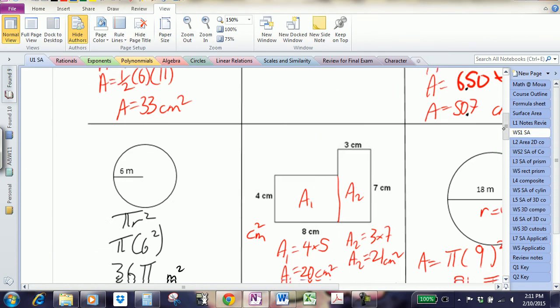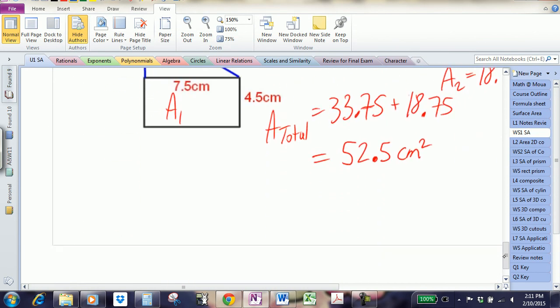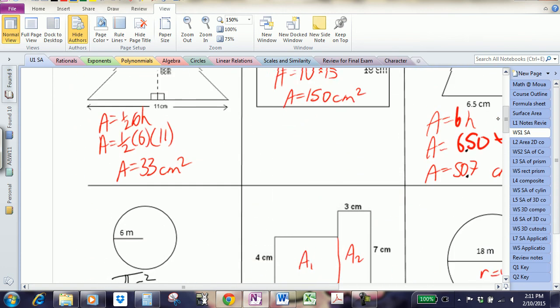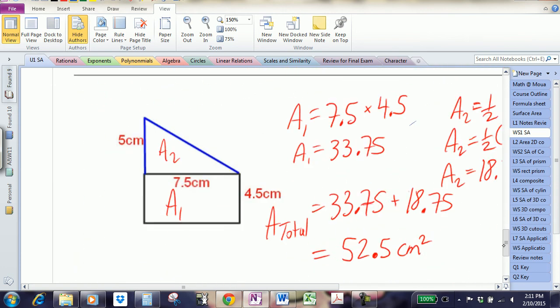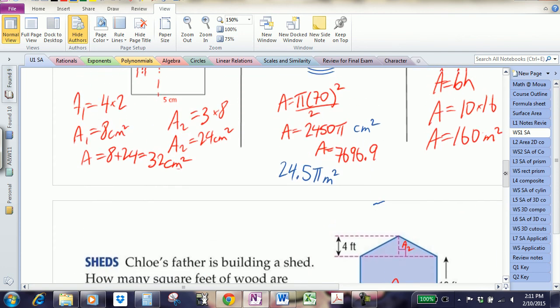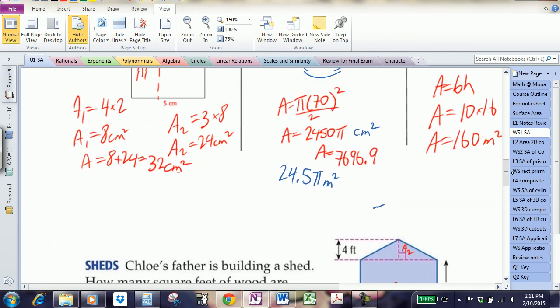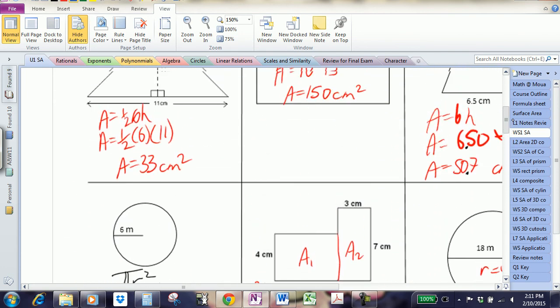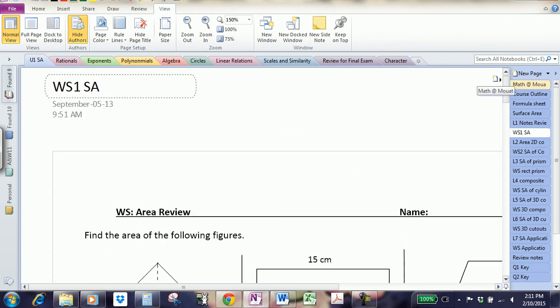This worksheet, you have 2 pages. This is the back side. Okay, so 2 pages. Worksheet area review, 2 pages. All right, show your work, formula, substitute, solve. You had 15 minutes, you should get the front side done here in class, okay? Work quick at it.